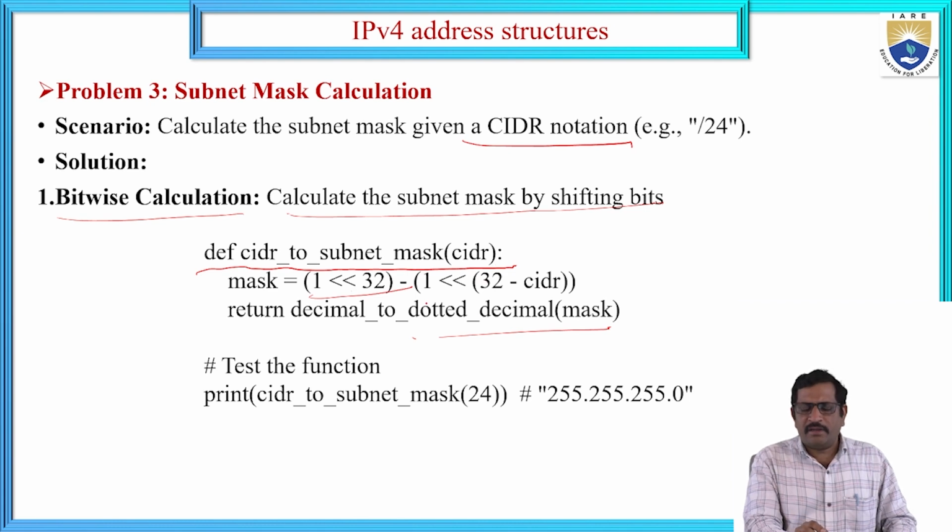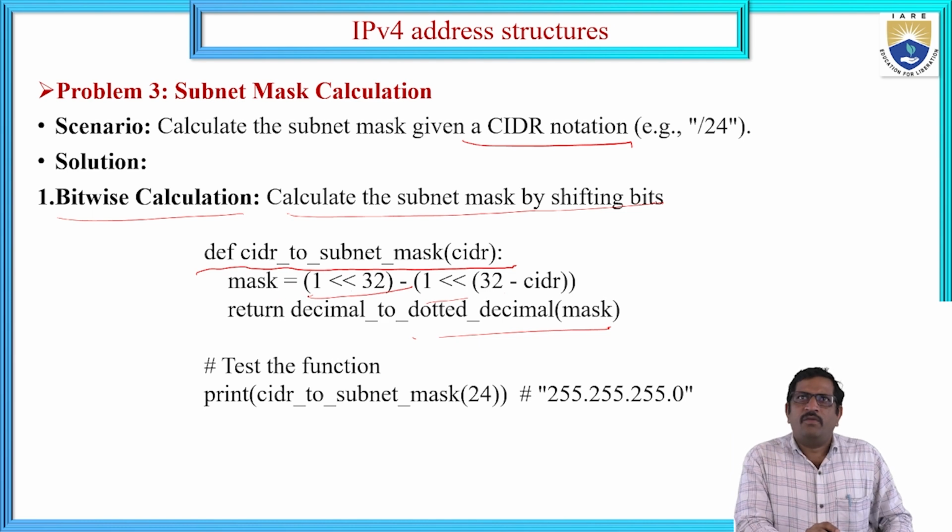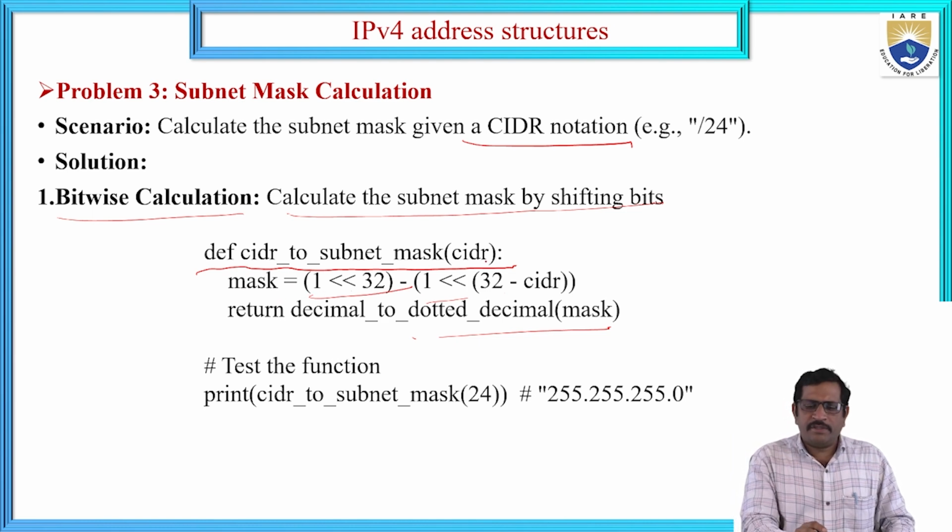minus 1 << so shifting, that means here 1 bit is shifted 32. That means the range of these IP addresses we are taking is 2 to the power of 32. These are the 32 bits we are shifting left. We are performing a left shift here. So this indicates a 1 left shifted by 32, that is 2 to the power of 32.